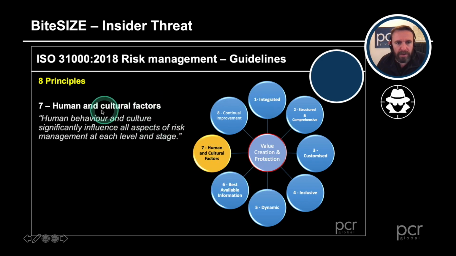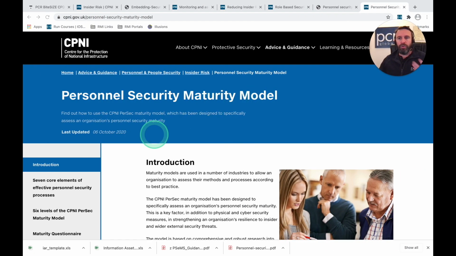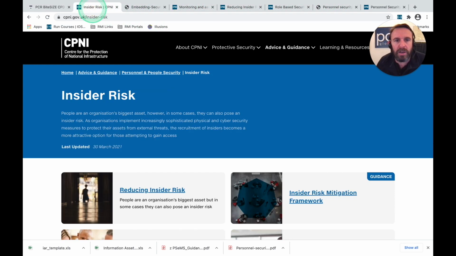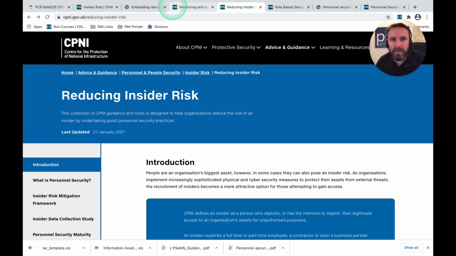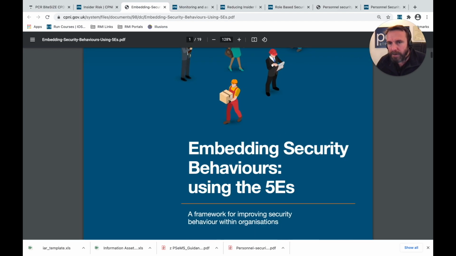So when we come to principle 7, human and cultural factors: human behaviour and culture significantly influence all aspects of risk management at each level and stage. That certainly applies to insider risk. I'm just going to fly off my screen now and look through to where we are here. Let's have a look. Insider risk. I'll go a little bit deeper into that in a second. I just want to find embedding security. This is the one. This is embedding security using the 5 E's.